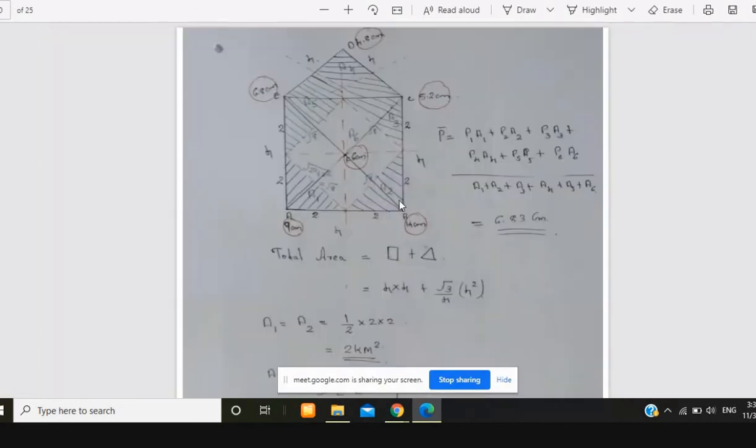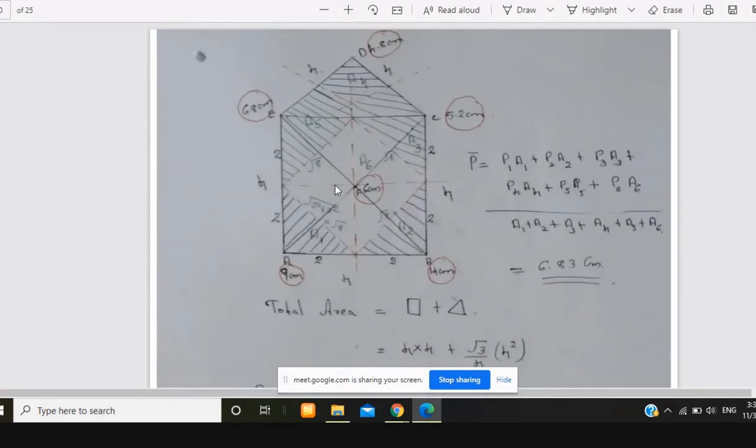So here you can see that is A1, A2, A3, A4, A5 and A6. Okay, so the total area will be the area of the square plus the area of this equilateral triangle. So now we are going to find out the area of each small section, and finally we will add it up.